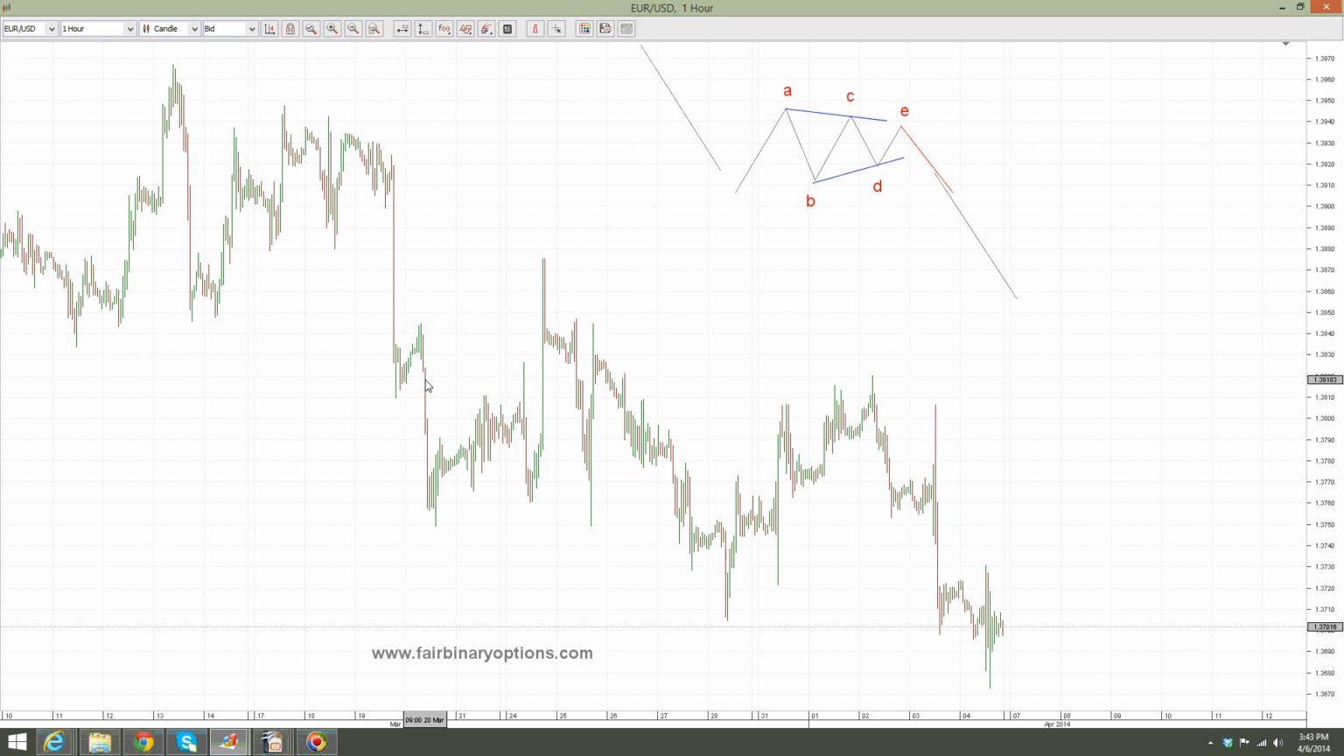Moving on with the second part here on binary options and looking at the triangles as continuation patterns. FairBinaryOptions.com. First part, we lay down the theory. This is the theory. You have a downward trend here, then a contracting triangle, and then price should move to the downside. We should look minimum at the thrust of the triangle to come.